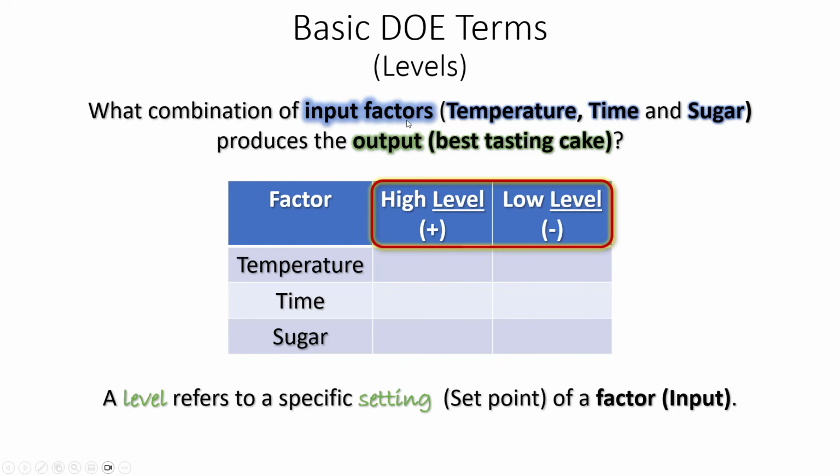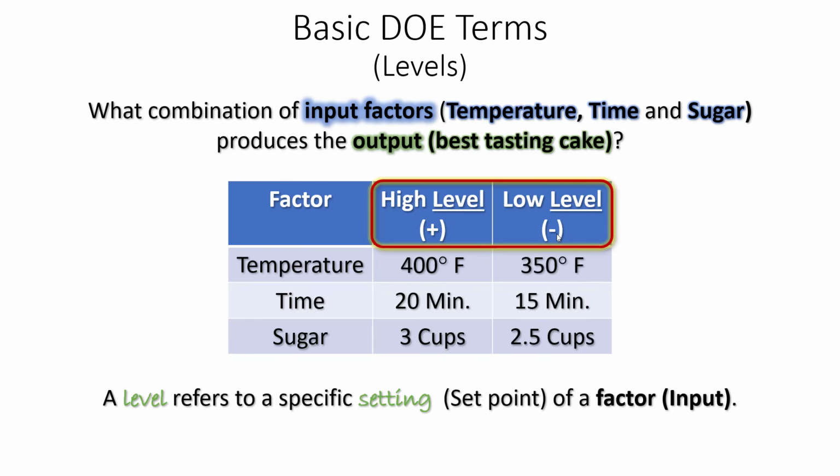And so for this particular experiment, we are going to do what's called a 2-level experiment. So for each factor, temperature, time, and sugar, we're going to define a high level and a low level. And typically, if you're looking at a design matrix, the high level is designated by the plus sign, the low level is designated as a minus sign. And again, we're going to sit down as a team and define exactly what those levels are. So the high level for temperature would be 400, the low level is 350. The time, the high for cook time is 20 minutes, the low is 15. For sugar, it's 3 cups at the high, 2.5 cups at the low, okay?